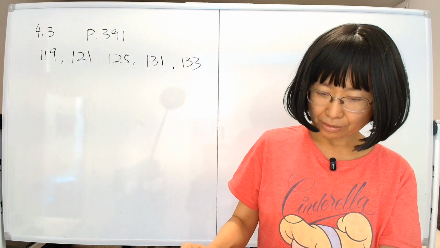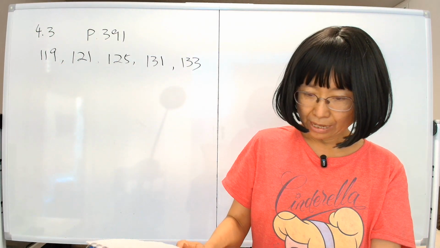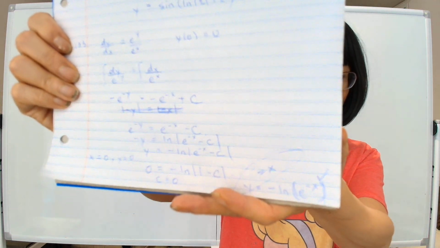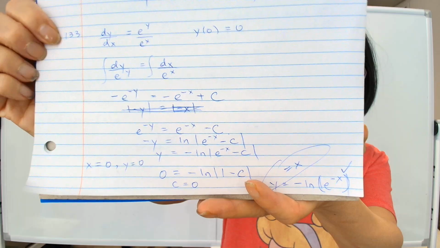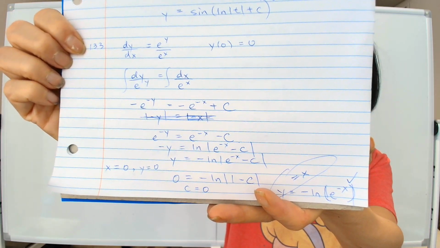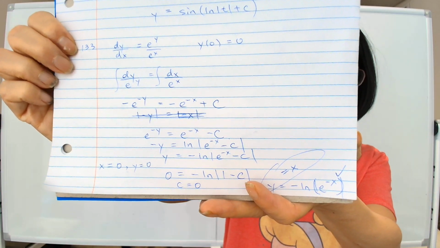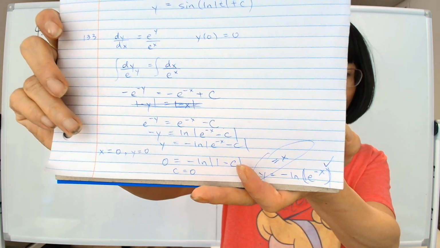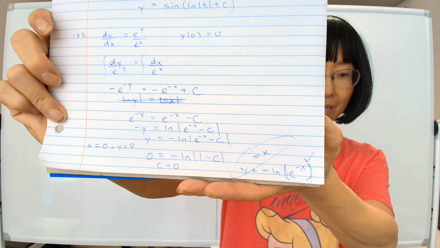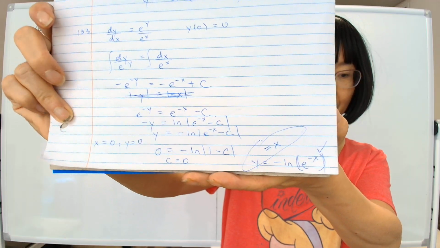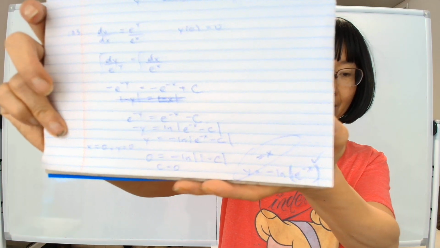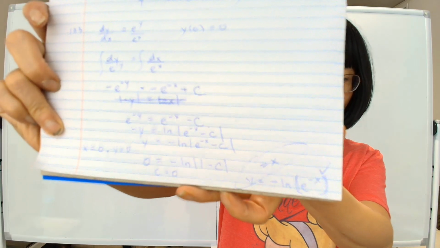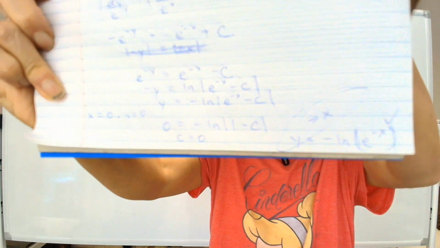Next, problem 133, we have, again, a fairly similar situation. We have dy by dx is e to the power y over e to the power x. So you put the y's on one side, x's on the other side, and then integrate, and then you come up with some kind of an answer. But you do have to plug in the initial conditions to figure out what c is. Well, c conveniently turned out to be 0. So here's the answer that the book gave you.